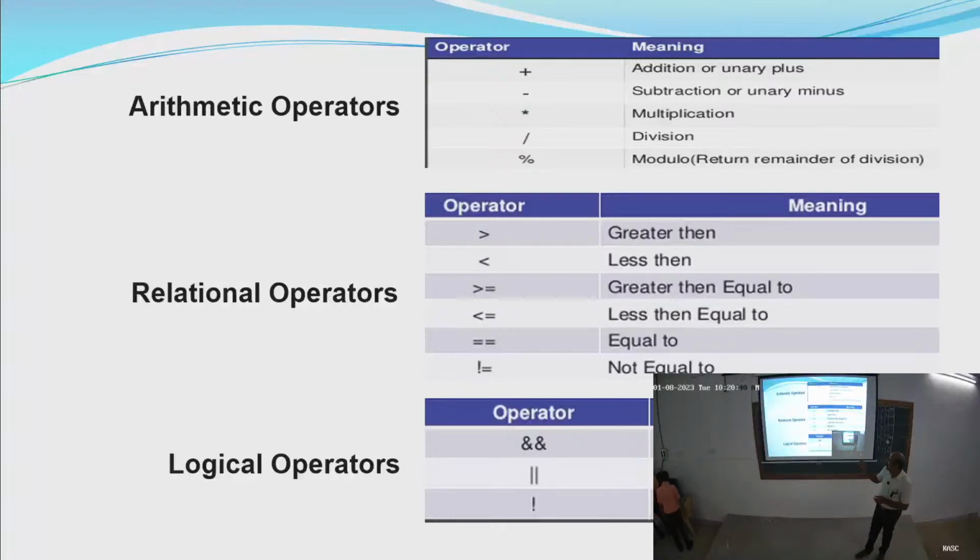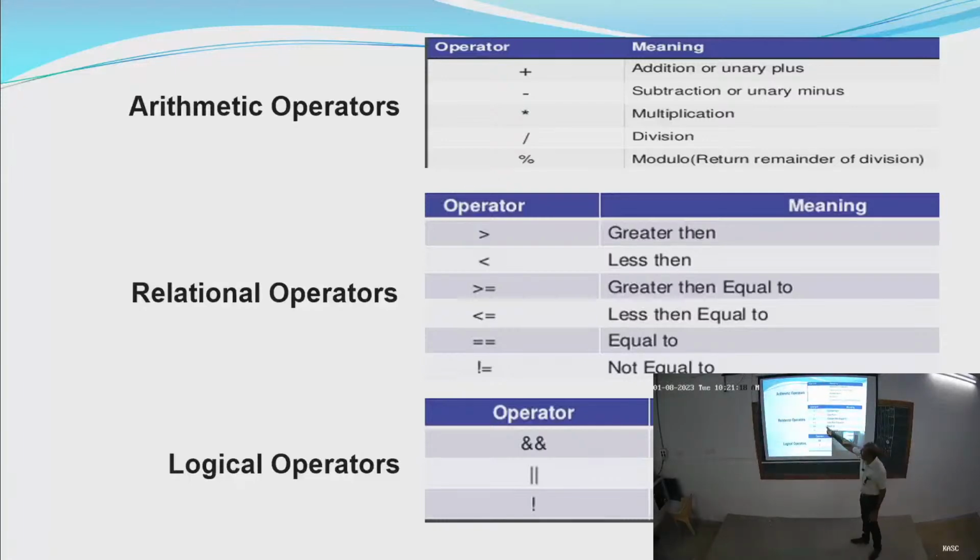Okay. And the next one is relational operators. The arithmetic operators need two operands, like a/b, a plus b. Here a and b are the operands. We give some values. Next one is relational operators. What are the relational operators available here? Less than, greater than, less than or equal to, greater than or equal to, and not equal to.